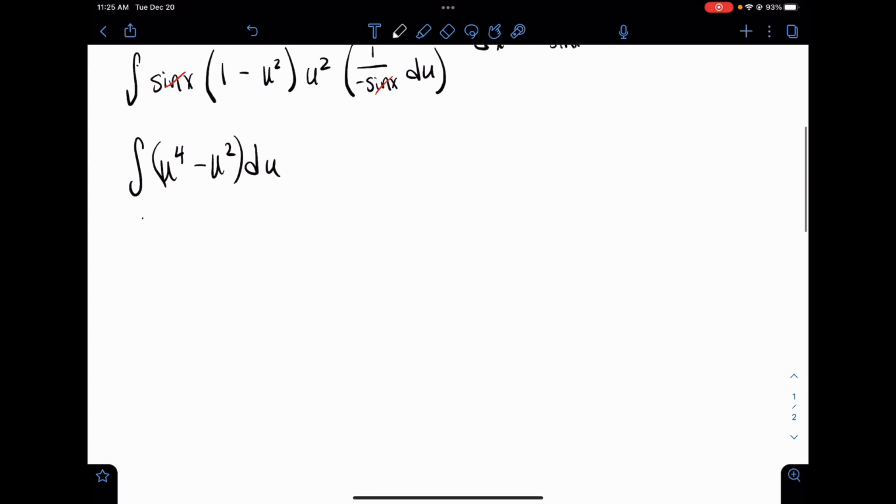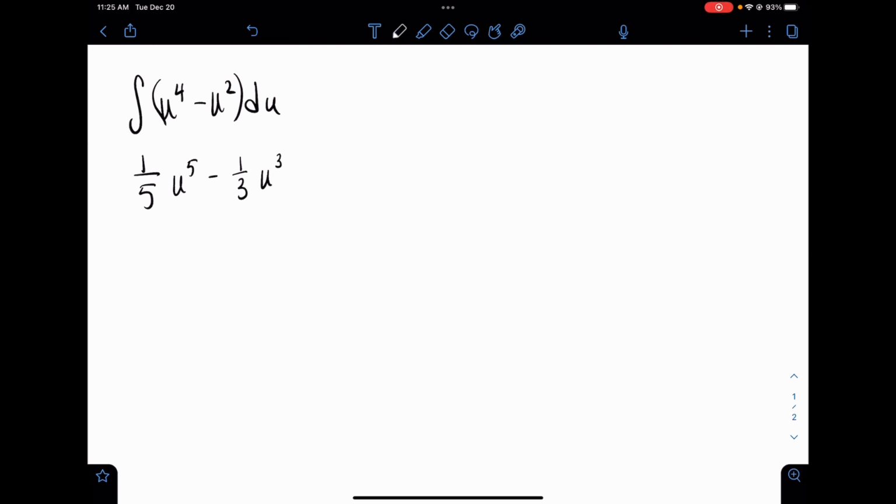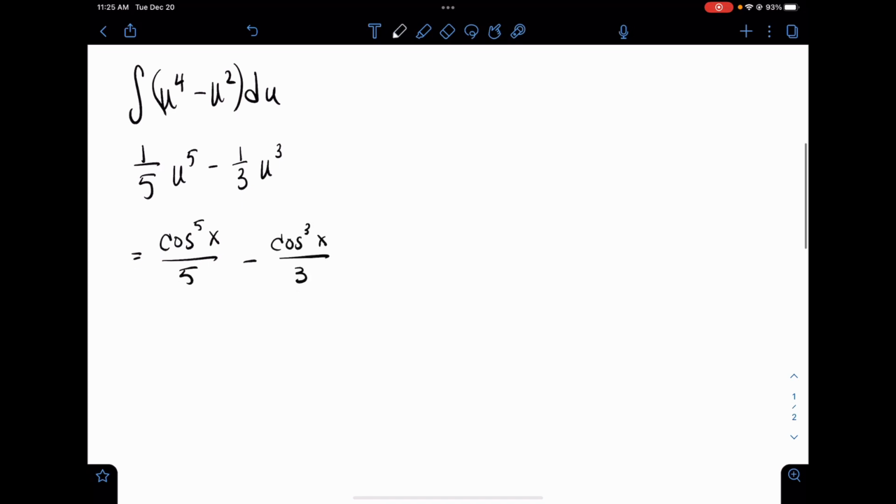And if you solve this integral, you get 1 over 5 u to the 5 minus 1 over 3 u to the 3. And then if you plug back in, you'll get your answer, which equals cosine to the 5 of x over 5 minus cosine cubed of x over 3. And this is your final answer.